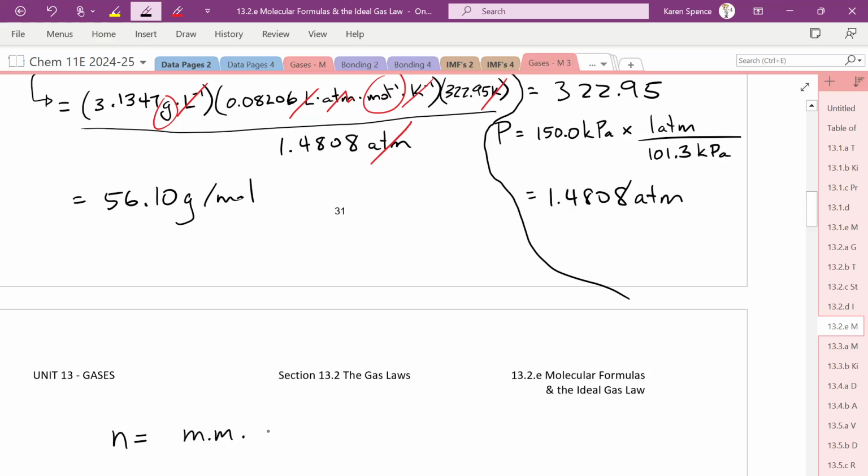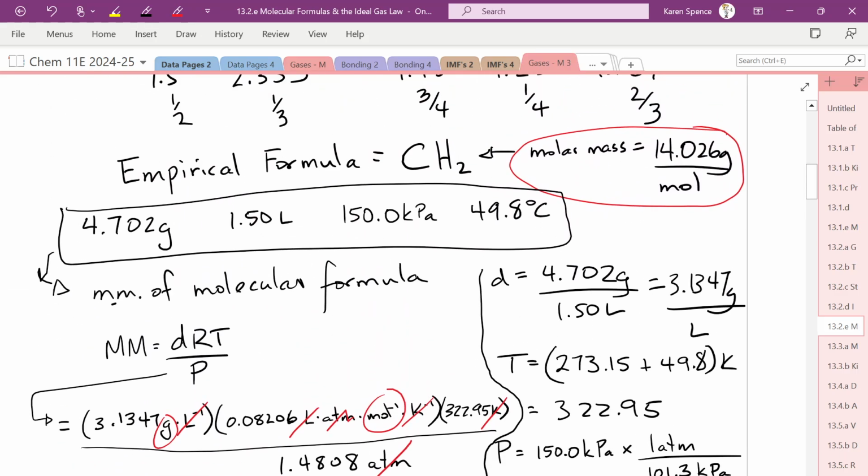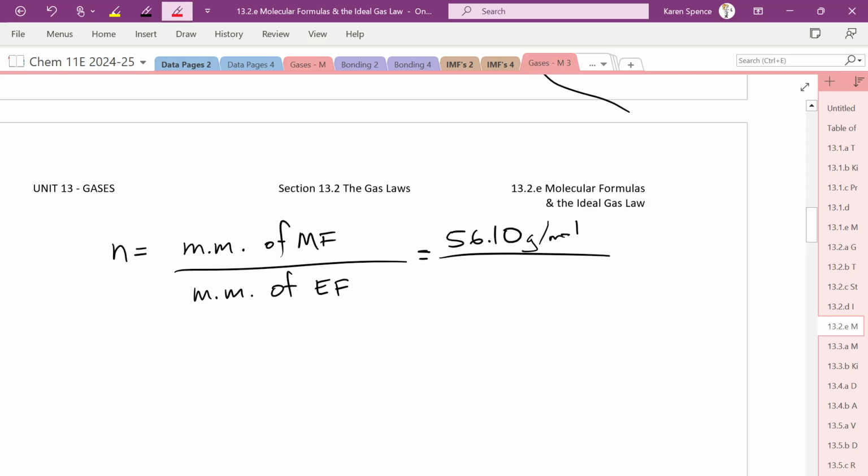is the molar mass of the molecular formula over the molar mass of the empirical formula, which is 56.10 grams per mole over, and I circled the other number so I could find it later, 14.026 grams per mole. 3.999, which is approximately equal to 4. Actually, it's 9999.